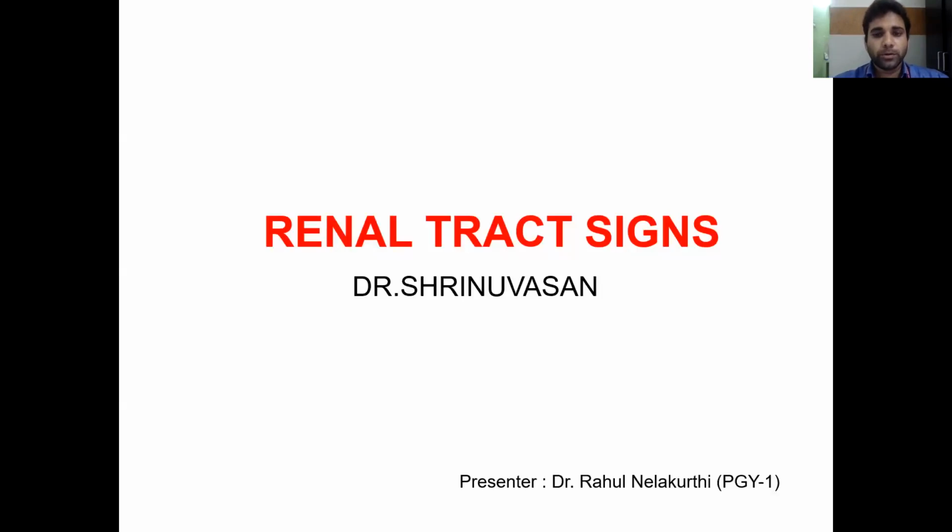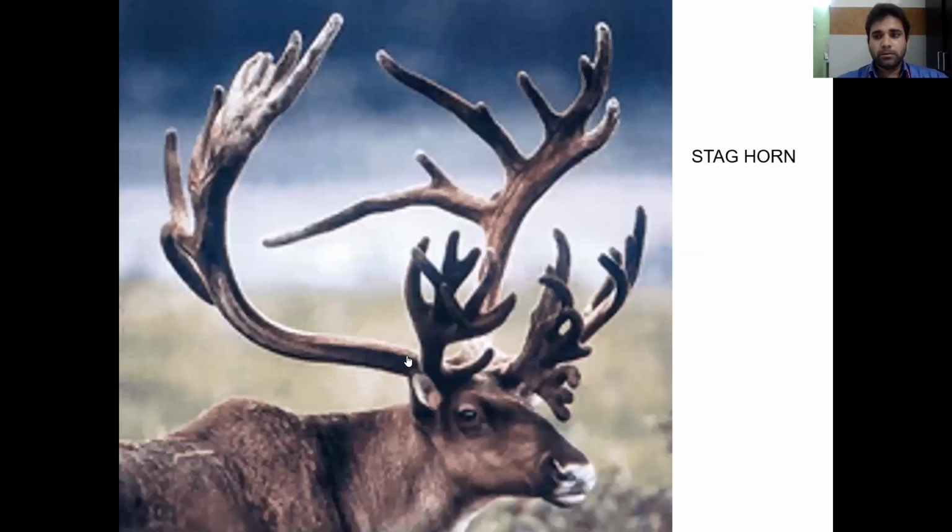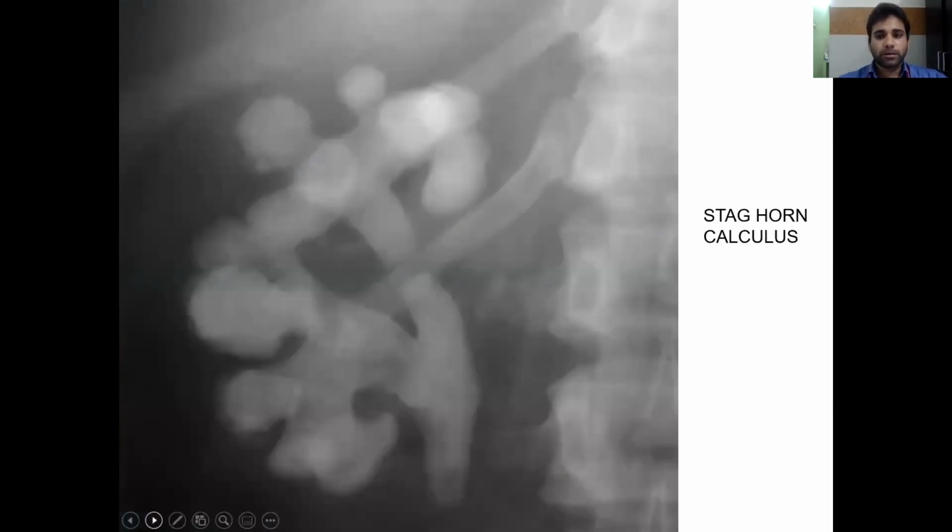Good morning. Now we're going to discuss some renal tract signs. First one: this image shows Staghorn. We'll discuss Staghorn calculus. This intravenous urogram (IVU) image shows a right-sided Staghorn calculus.